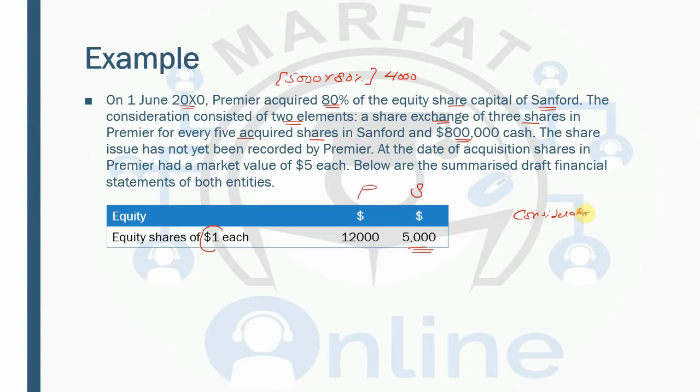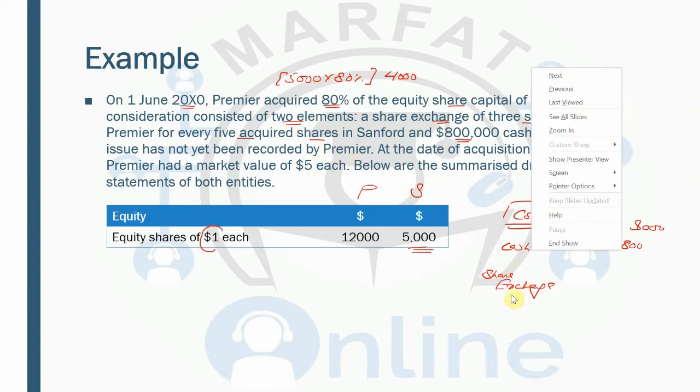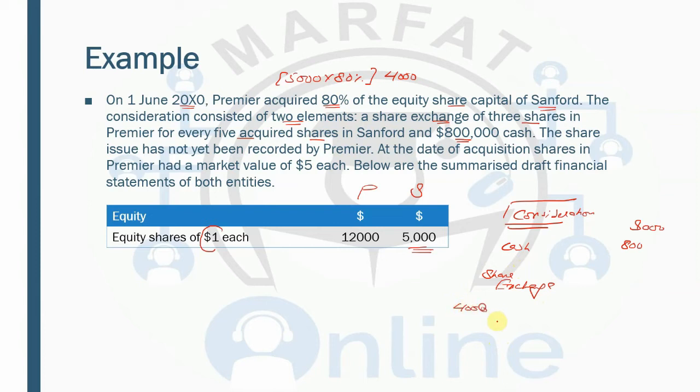So in the consideration, which is the payment made by the parent to the subsidiary's shareholders, there are two elements. The first element is the cash, that is straight away 800,000. So if we are taking 000, that means 800. And then there is the share exchange, which is part of the consideration. So what is the deal? A share exchange of 3 shares in Premier for every 5 shares acquired. How many shares are acquired? 4,000 shares have been acquired. And what is the fraction? 3 shares for every 5 shares, so the fraction is 3 by 5.